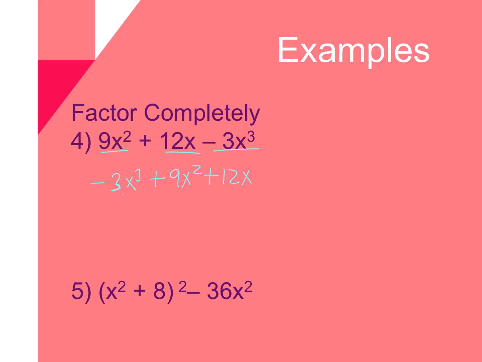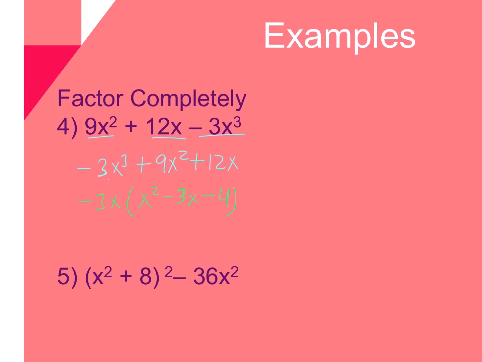And then once again, I don't like when the first term is negative. We also have a GCF between these three terms. So what we can do is take out a negative 3x. And then we're left with an x squared minus 3x minus 4. All right, now you don't want to stop here. You want to check your leftover factors and see if there's anything else we can do.